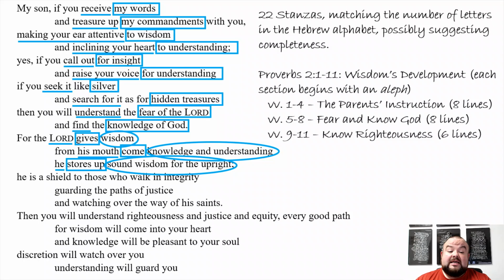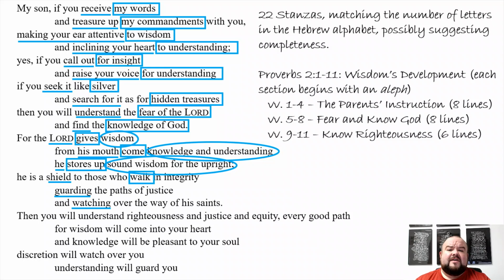And then we see the benefits of this, that he is a shield to those who walk in integrity. That's the aspect of this passage that we're going to pick up for our sermon on Sunday, this idea of God being our shield and wisdom becoming our shield. He is guarding our paths. He is watching over us.